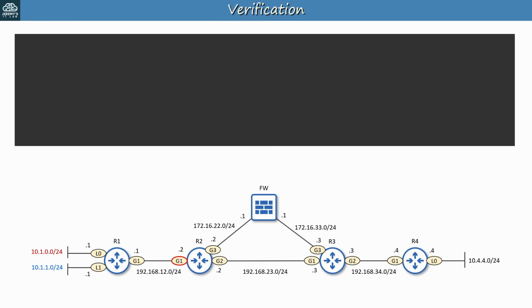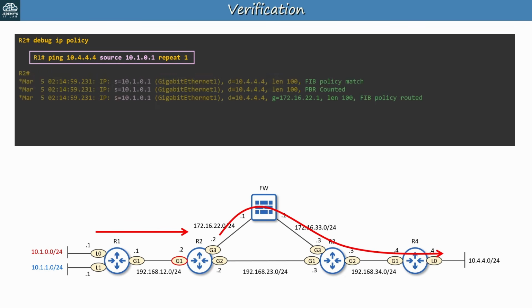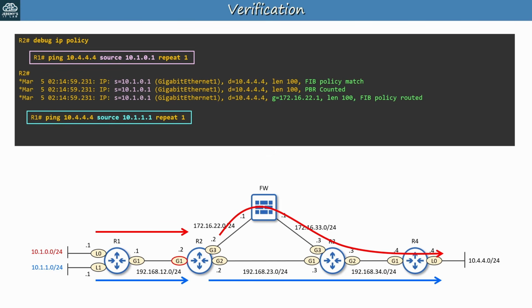Let's do one more check to verify, this time with a debug on R2. I used debug IP policy to show debugs related to PBR. Then I sent a single ping from R1, using 10.1.0.1 as the source. Here's the output on R2. You can see the source of 10.1.0.1, and then highlighted in green, it says fib policy match, PBR counted, and then the last line shows it was policy routed to 172.16.22.1.